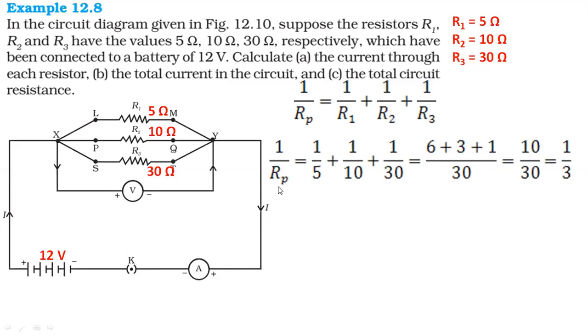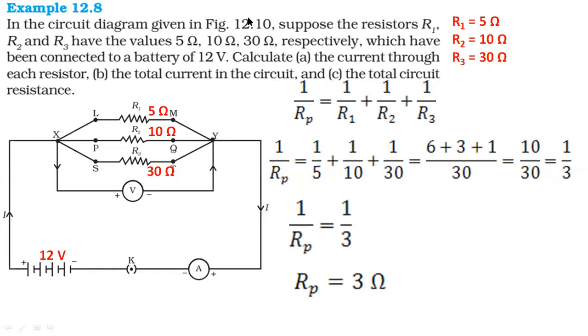But you can see Rp is in the denominator here, so I have to take the inverse. I have to calculate the value of Rp. If I take this to the numerator side, the 3 will also go to the other side. So Rp would be equal to 3 ohm. So total circuit resistance is 3 ohm. Give me a response in the chat box: have you understood this? You just have to take those particular values and put them in the formula. That's it.